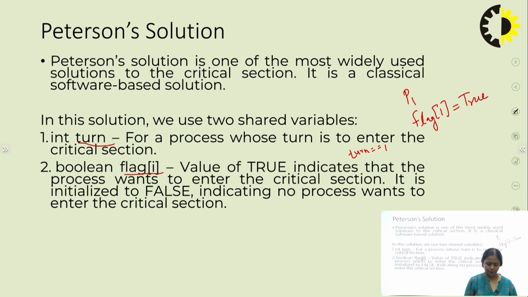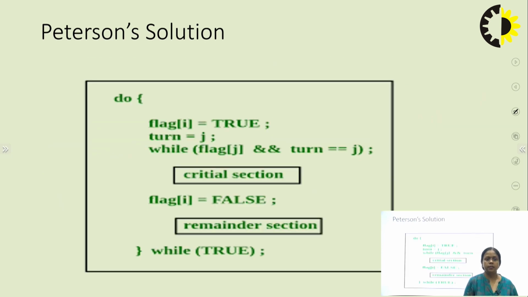We have two variables. Now, how will it work? You can see here, this is the code for the Peterson solution. If flag I is true, for example, this is for process I, then turn will be given to the other process. This is the main thing. In the Peterson solution, firstly the flag of a particular process will be true, then turn will be given to the other process J, and then we check the condition: if flag J is true and turn is also J.